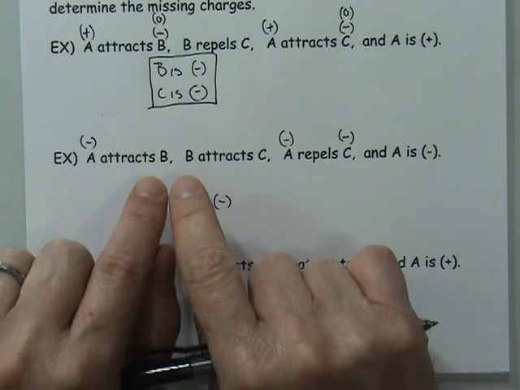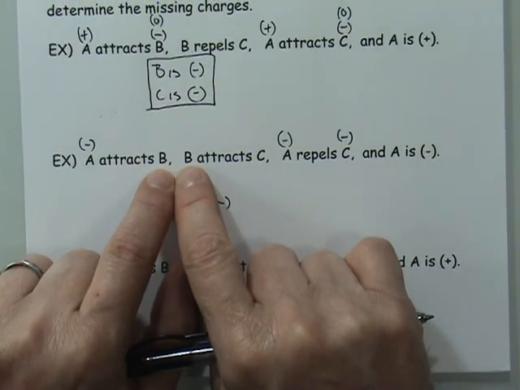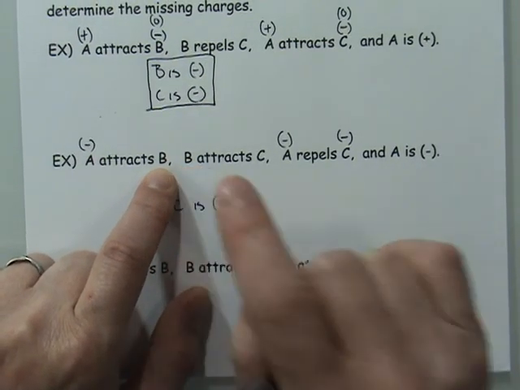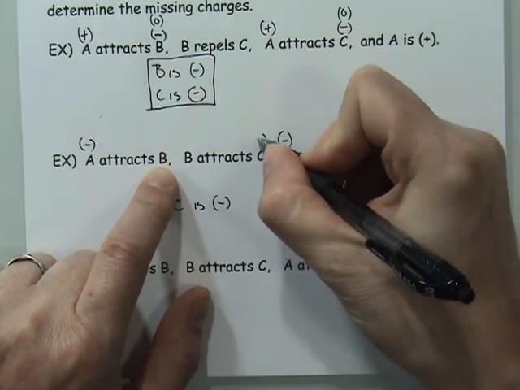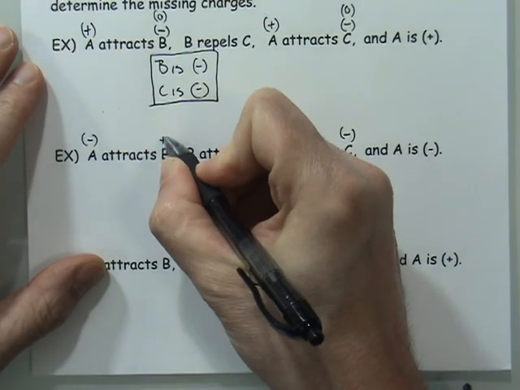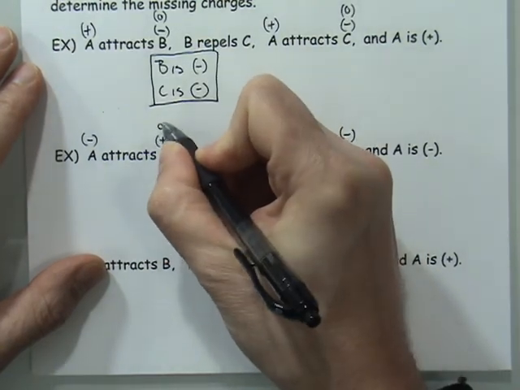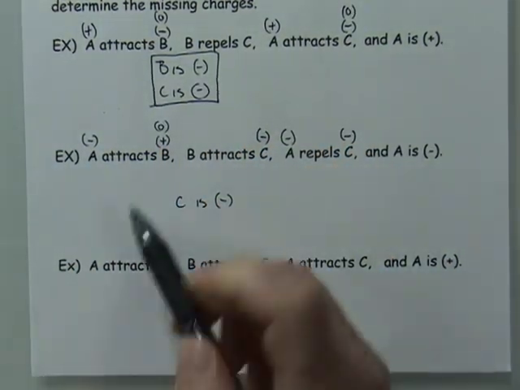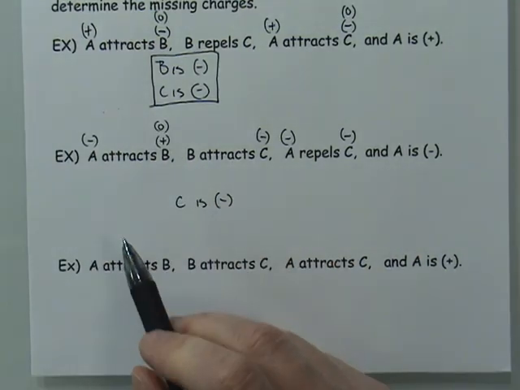So now the question is, what is B? Can we determine definitively what the possible charges on B are? We now know that C is negative. I'm going to go ahead and add that in there. All right, well, for B, obviously one possibility is that it's positive, but we can't rule out the possibility that it is neutral, because neutral objects would also attract to a negative object.